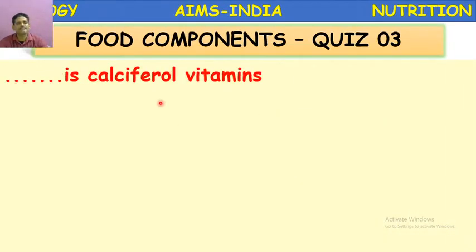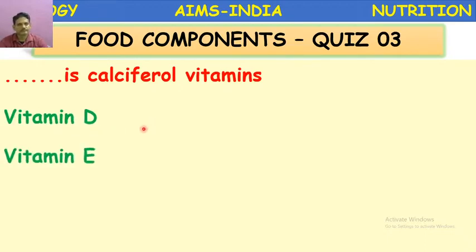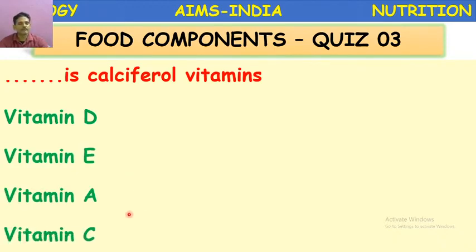Blank is calciferol vitamin. Vitamin D, vitamin E, vitamin A, vitamin C. Calciferol is the chemical name of which vitamin? Yes, vitamin D. A is the correct option. Vitamin D is calciferol vitamin.